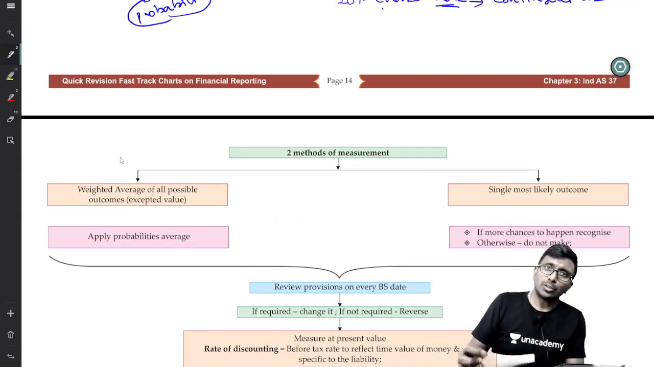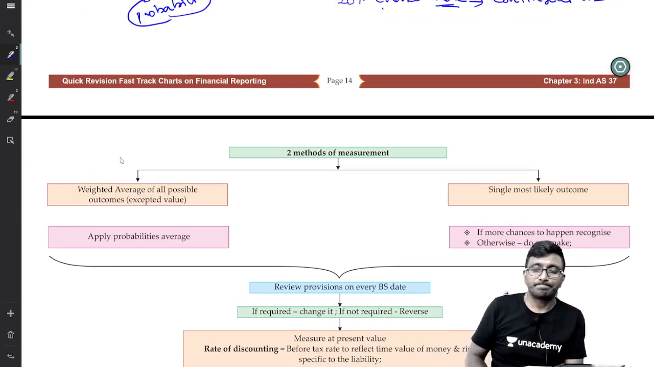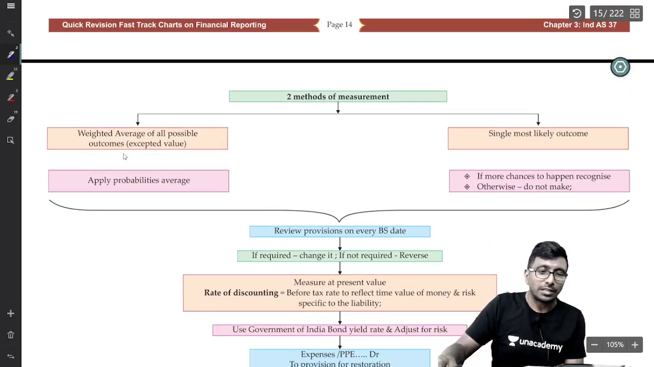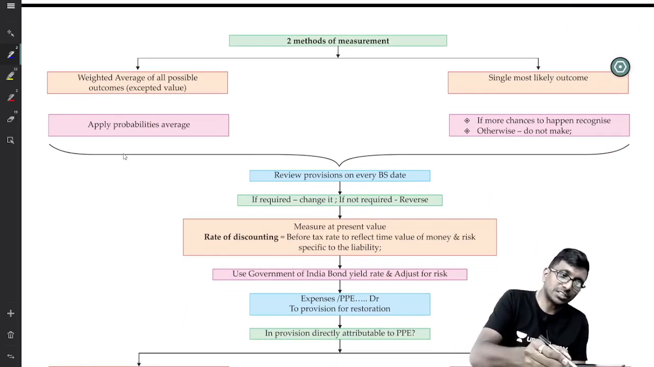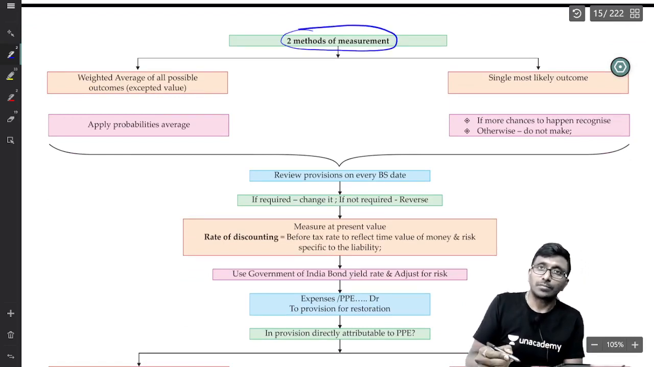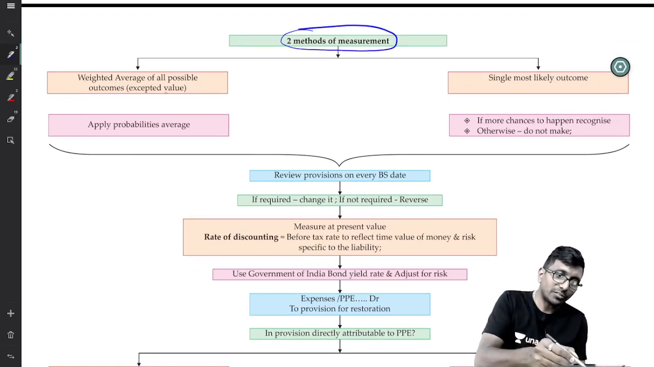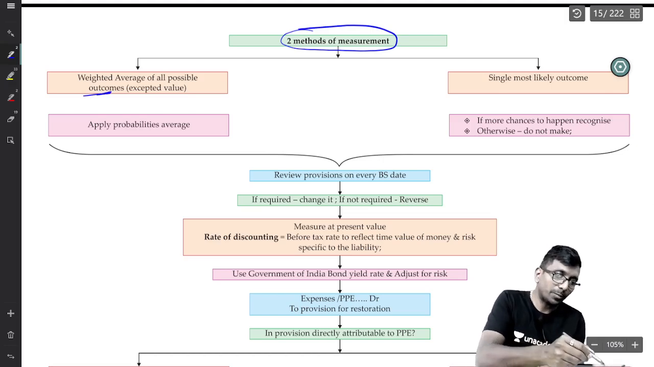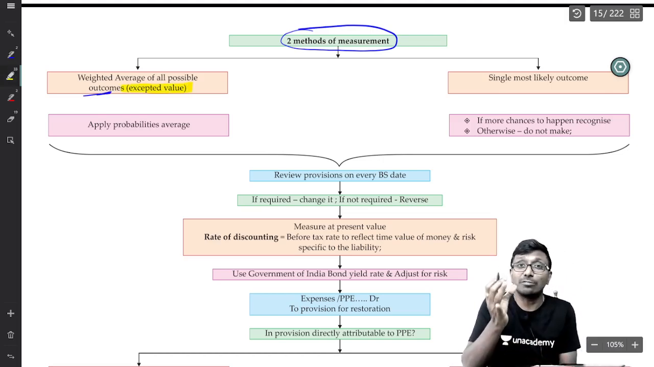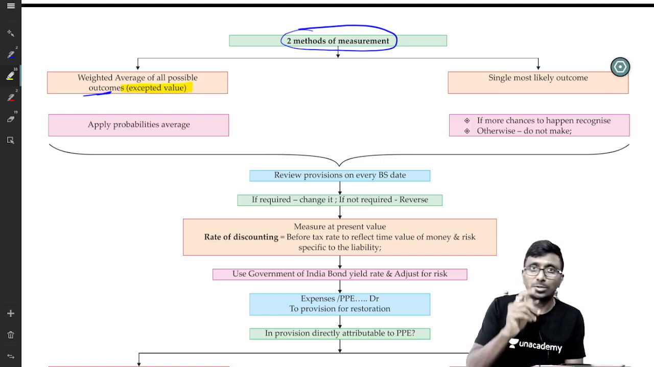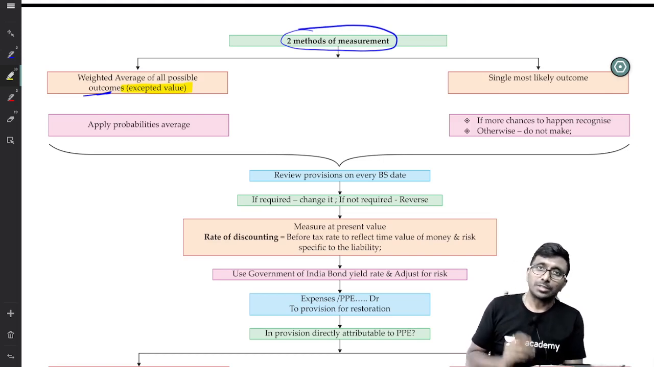Next. Sir, you are telling you measure it. It is an estimation. Are there any methods to measure it, sir? Yes, my dear. The standard has suggested two methods for measurement. One is the weighted average of all possible outcomes. It is called expected value. You must remember this, because in the exam, sometimes he will use the word expected value. That is nothing but the weighted average of all probabilities.